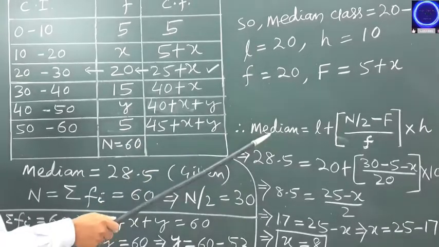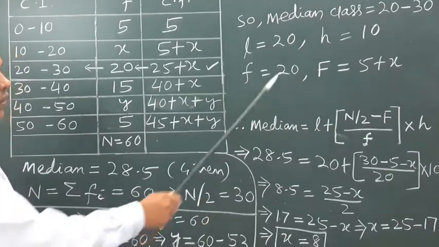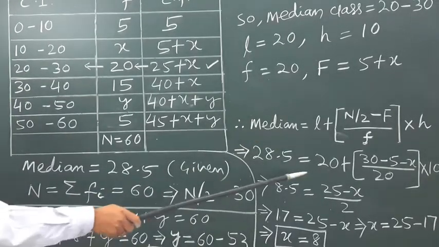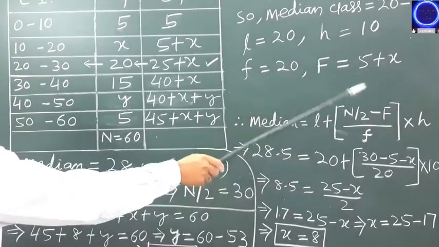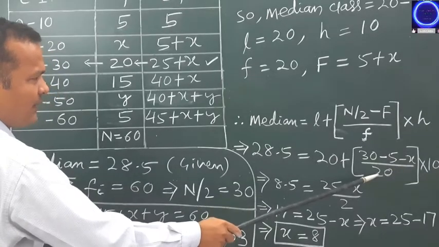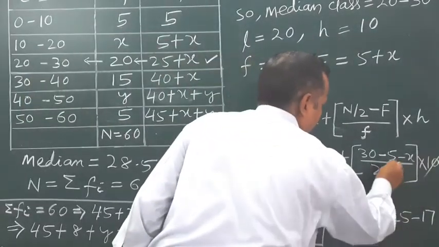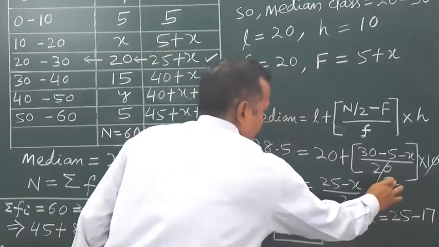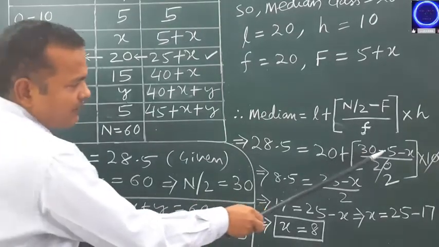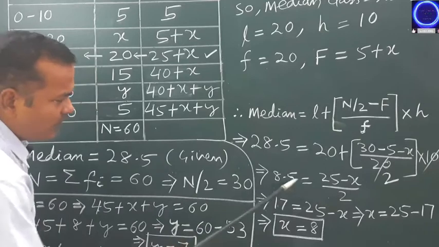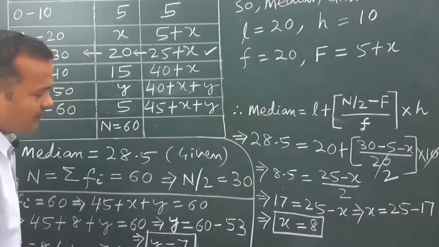Then put all these values in the formula of median, that is L plus n by 2 minus F divided by f, whole into h. Put 28.5 in place of median, that equals small l which is 20 plus n by 2 which is 30, minus F which is 5 plus x. Upon subtraction, minus 5 minus x, whole divided by 20, into 10. You cancel 20 by 10, you will get 2. This 20 is taken to the left side and subtracted, you will get 8.5 is equal to 30 minus 5, that is 25 minus x, whole divided by 2. Again 2 is multiplied with 8.5, that is 17 is equal to 25 minus x. This implies x is 25 minus 17, so x is 8.